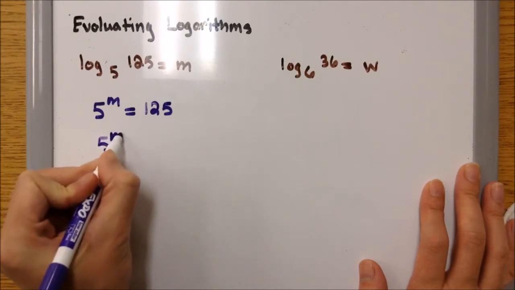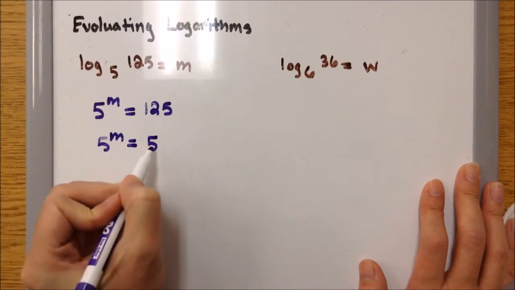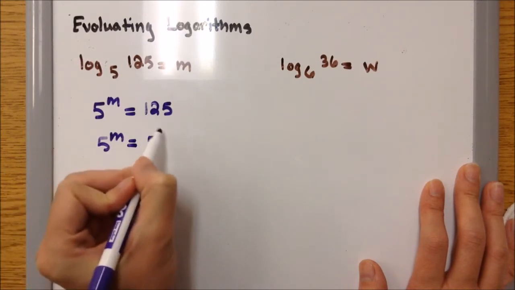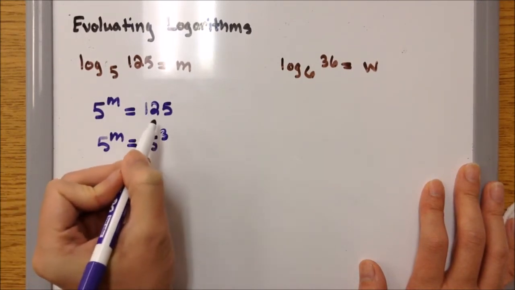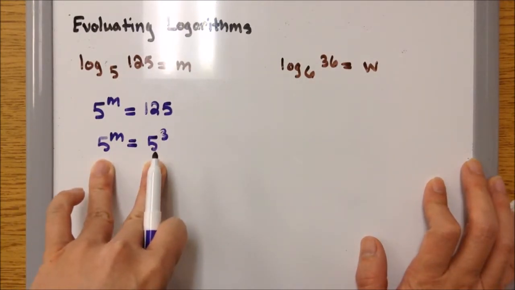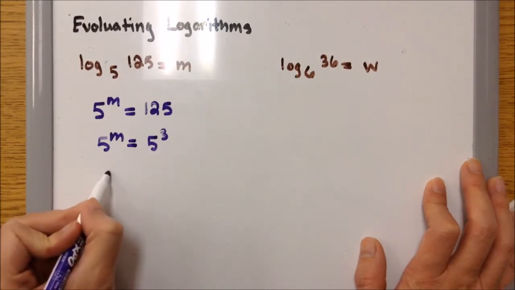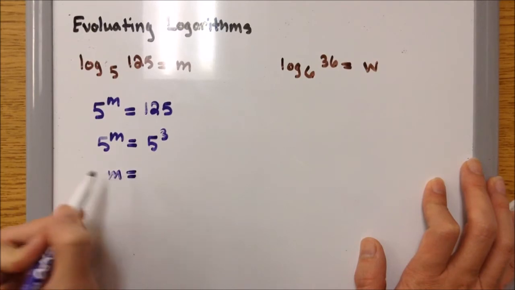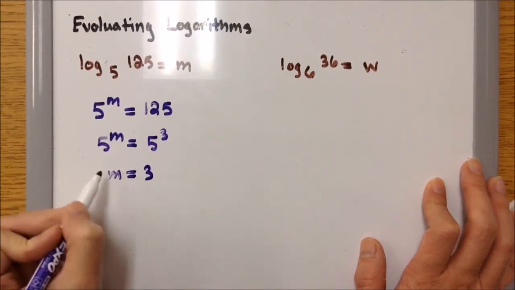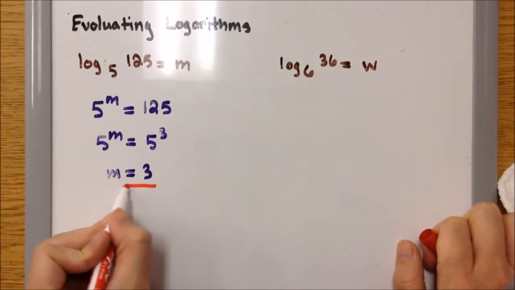So 5 to the m equals a base of 5, and 5 to the third power is 125. Once you have the same base, all I have to do is focus on the exponent. My exponent on the left is m, and my exponent on the right is 3. So m equals 3. That's what we're looking for.